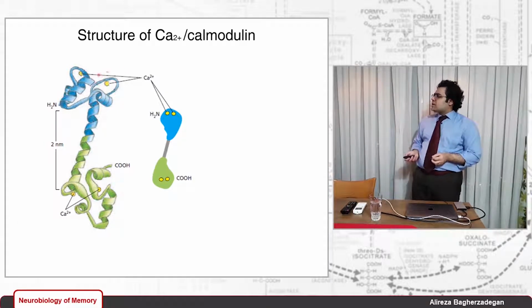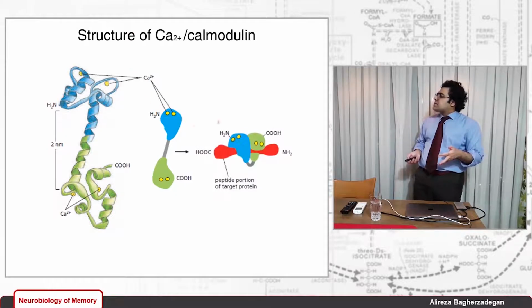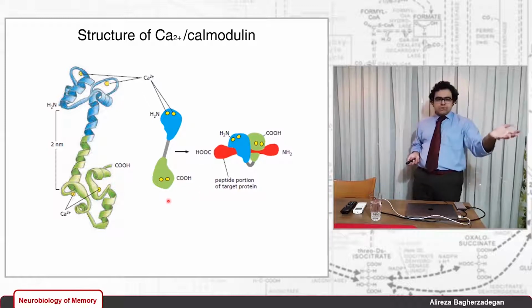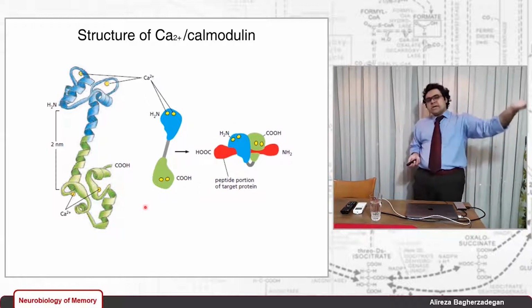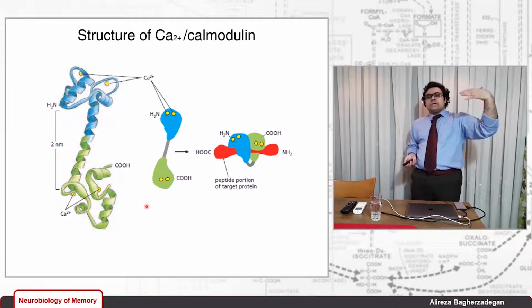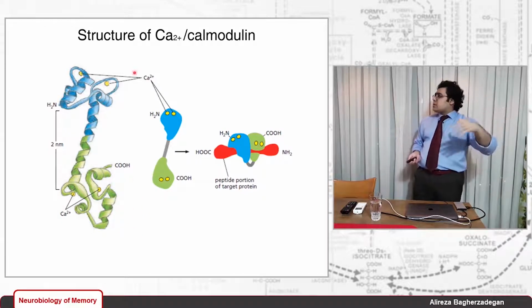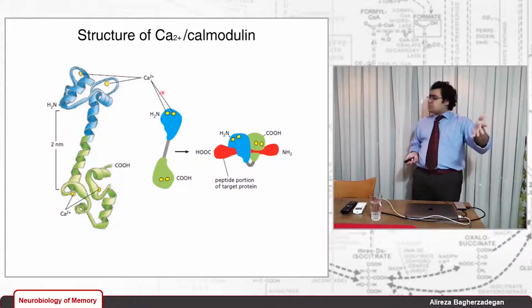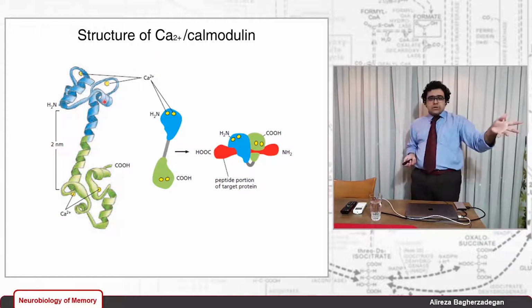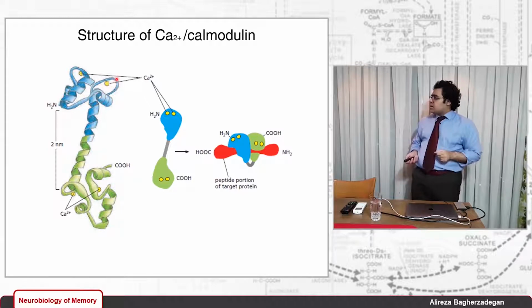So, as I've told you, these calcium ions bind to these globular ends, and now this is the holo form, actually. This is the active form of the calcium calmodulin, and what happens next is that it can wrap itself around a peptide portion of a target protein, and by doing this, it activates the target protein. I'm going to explain a real example in which calcium calmodulin activates a kinase enzyme.